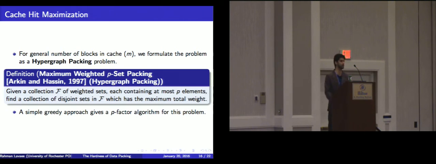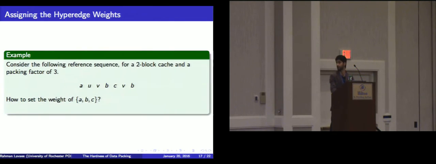And a simple greedy approach gives the p-factor algorithm for this problem. We're just going to take the biggest element, the heaviest set, or hyperedge, I should say, from this collection over and over again until we are left with no choice to make. And so the only thing that remains is how to assign those weights based on our problem.